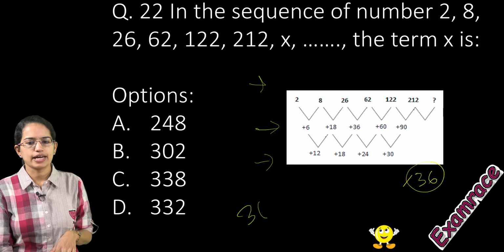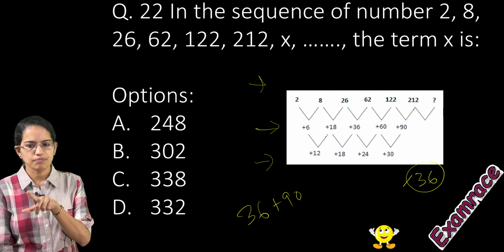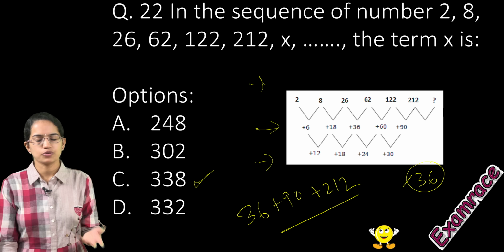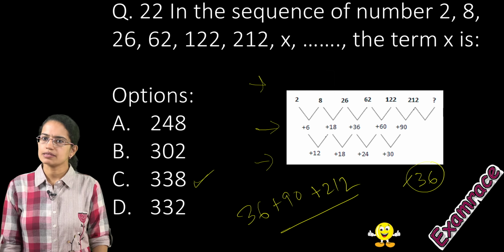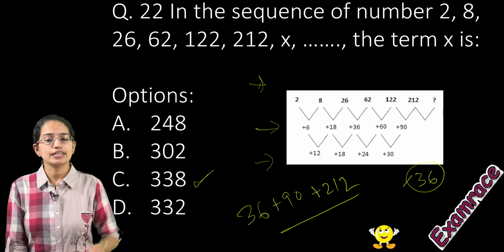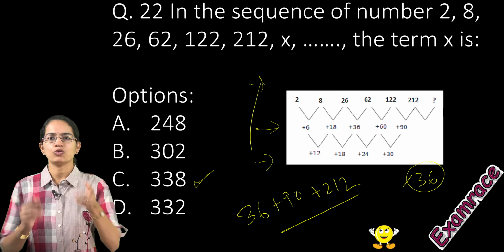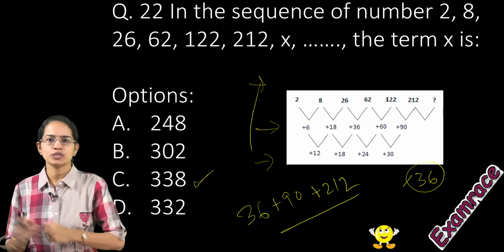So what I'll do is I'll add 36 to the last gap, that was 90, plus 212, and that would give me the answer, that is 338. So 338 would become my correct option. A very simple question from number series. Again, the separate paper that was there had a similar question. There was a second level, where you have to go and find out the similar sequence of differences.